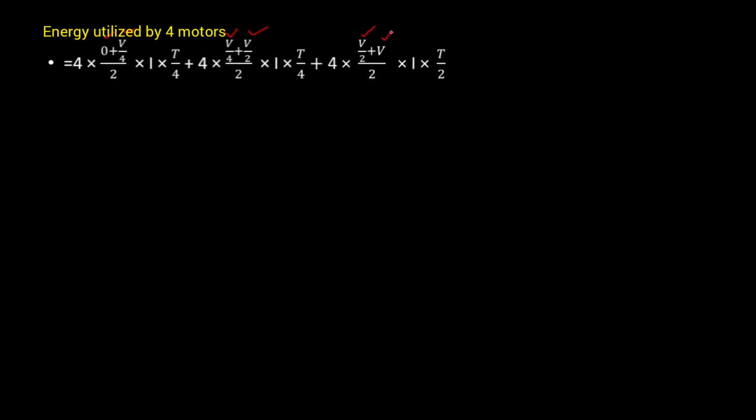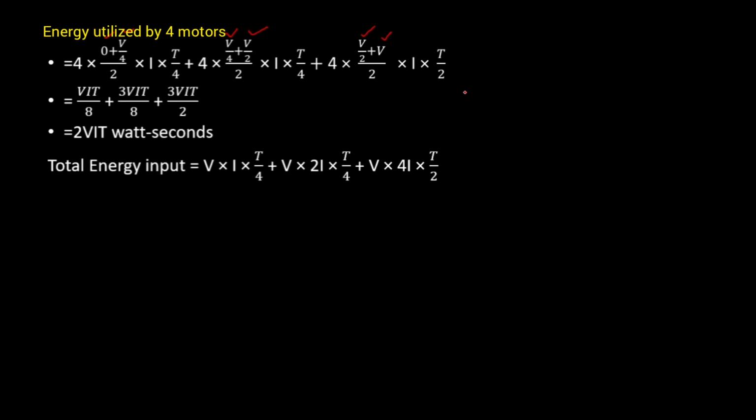So this is the difference you find in the energy being utilized. So this is the value. And then the time instant is T by 4 and finally it is T by 2, as I have explained earlier. So finally you get this expression, 2VIT watt second. And what about the energy input? The energy input is V into I into T by 4, plus V into 2I into T by 4, plus V into 4I.